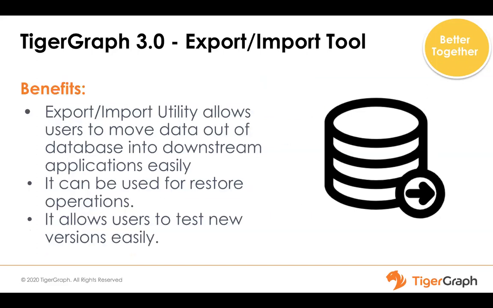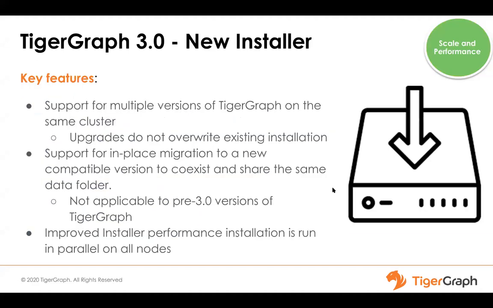And as I said, from a benefits perspective, it's good, easy integration with downstream applications. It can be used even for restore operations. For example, if something has happened to your primary copy of the data, then you can use the exported copy to restore. And also, if you want to test new versions of TigerGraph, this is an easy way to bring data from your production environment, because you really don't want to test new versions on a production environment. You can easily export data into an integration or a dev environment and quickly test that.